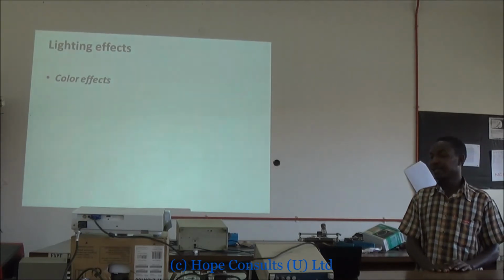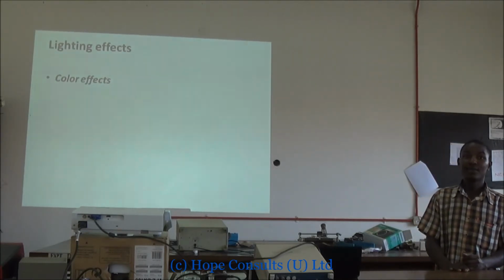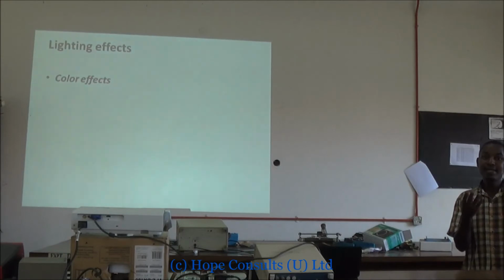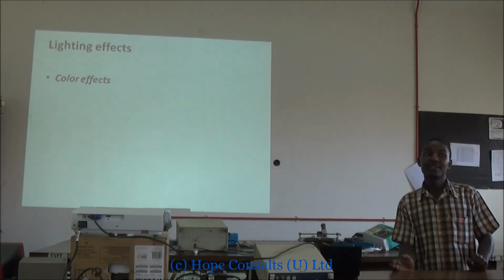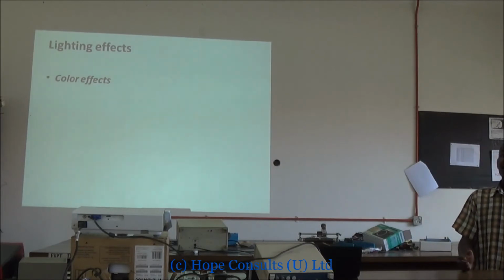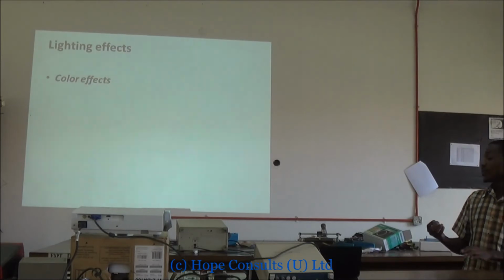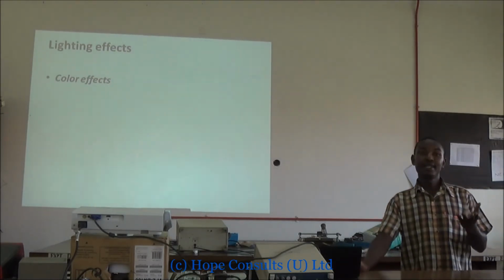Now we are looking at lighting effects. What are the effects that arise from the lighting? So one, we have color effects. For example, we know that light from the sun or light from any gadget has a certain color. But from what we know, the white light contains different colors.